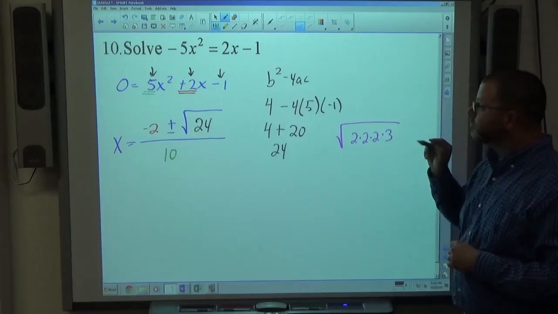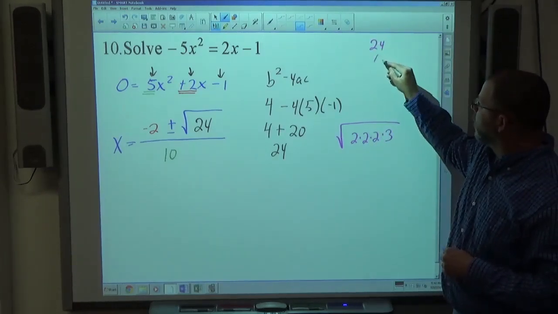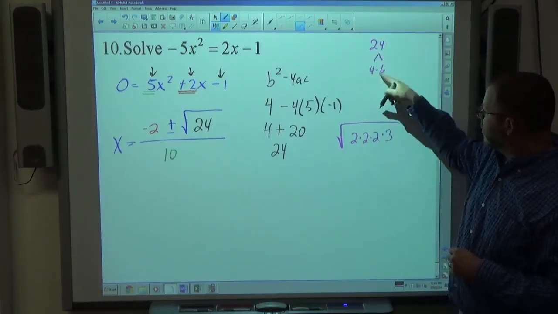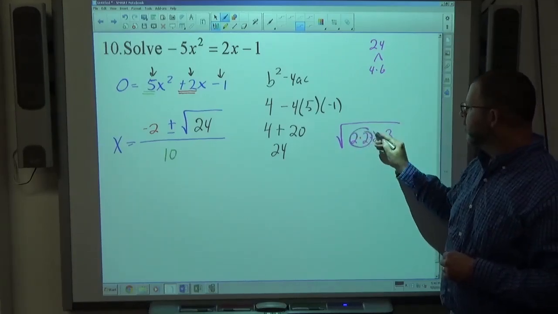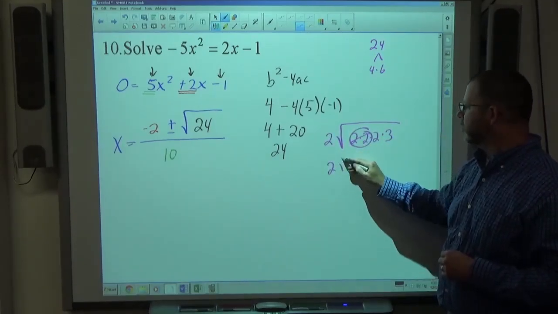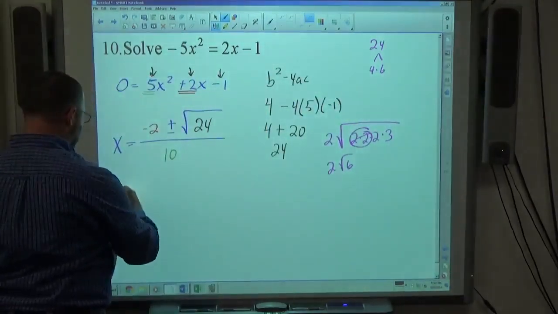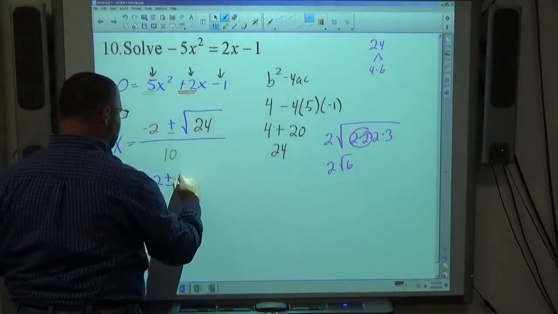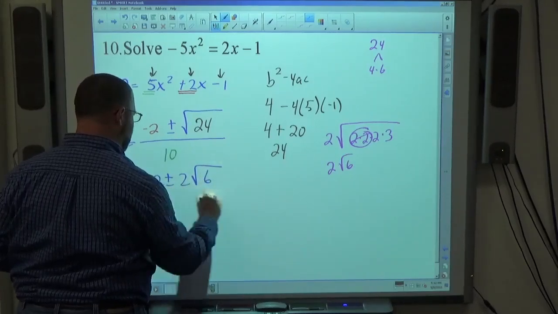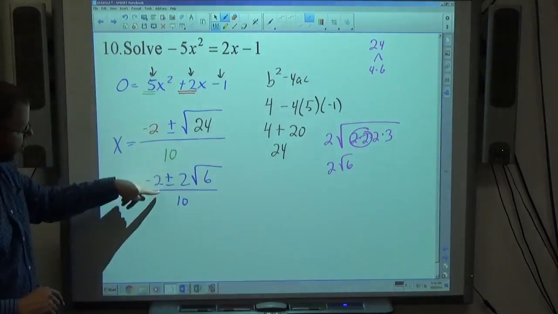If I did a factor tree of 24, it's 4 times 6. 4 is 2 times 2. 6 is 2 times 3. Pair of 2's in, 1, 2 out, so 2 times the square root of 6 is the same as the square root of 24. So that's the first place I'd go. Negative 2 plus or minus 2 times the square root of 6 over 10. That's a better version of that.